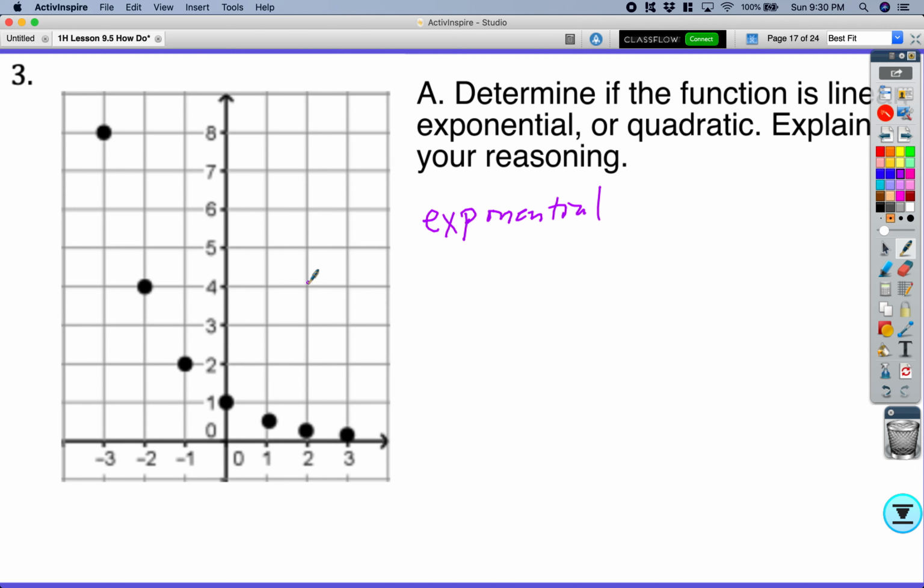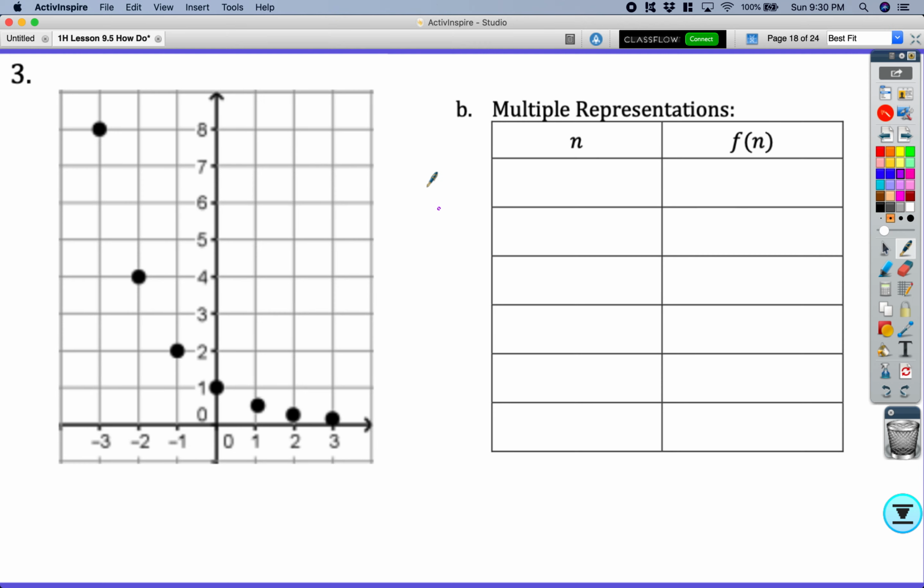The way I always can tell is to see if it has a growth rate. So if I started at 8, then I went down to 4, then down to 2, then down to 1. If you were to divide the first one by the second one, 8 divided by 4 is 2, 4 divided by 2 is 2, 2 divided by 1 is 2. It has a constant growth factor. So let's go ahead and look at these tables. We started off at -3, -2, -1, 0, 1, 2. You can even throw in 3 there if you want. Now we just have 8, 4, 2, 1, 1/2, 1/4, etc.